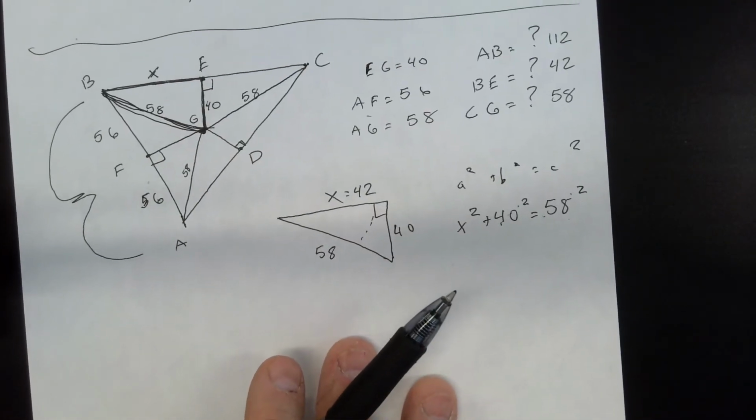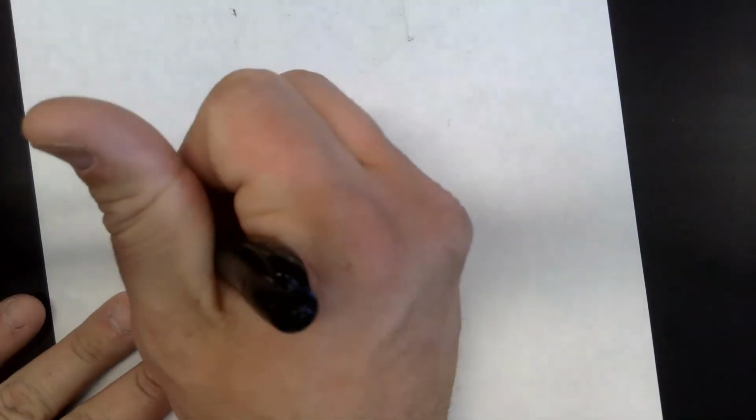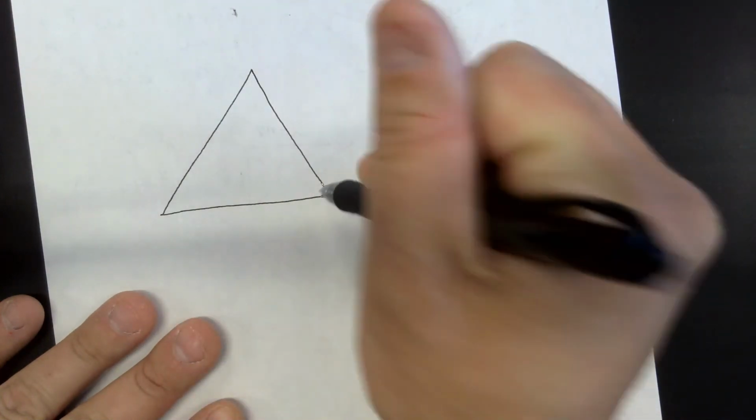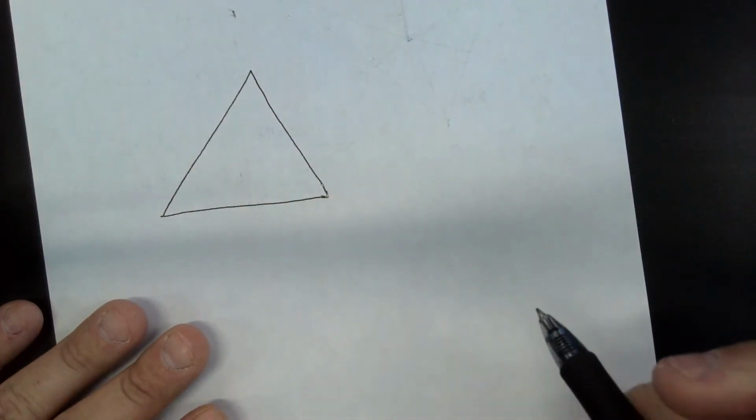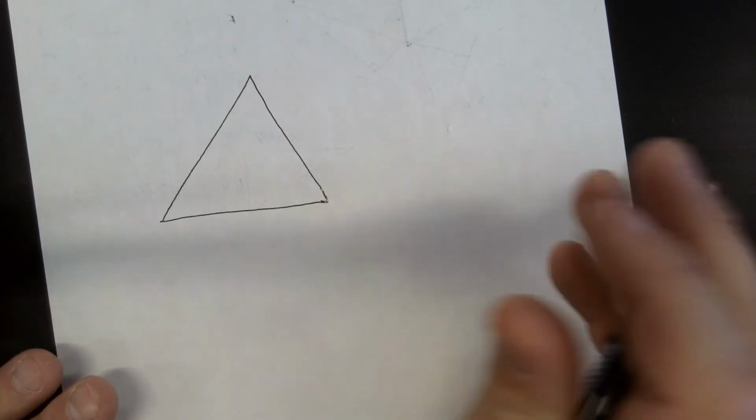Okay, we're going to do another one off your homework. Stop talking. Okay. Did we ever figure out what FG and BG were? Don't need to know. They didn't ask for them.